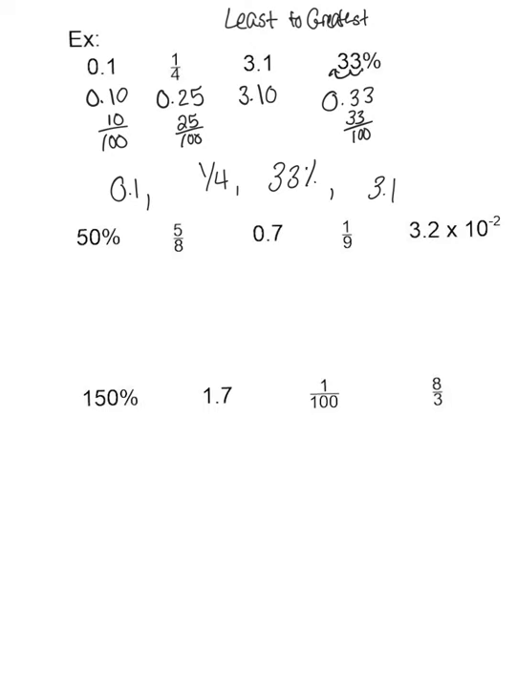Okay, let's look at this. 50%. Move it back 2 places, so 0.50. 5/8 is one of those common ones. It's 625 thousandths. We have 7/10. 1/9 is the one repeating. And 3.2 times 10 to the negative 2 power. Move that decimal back 2 places.